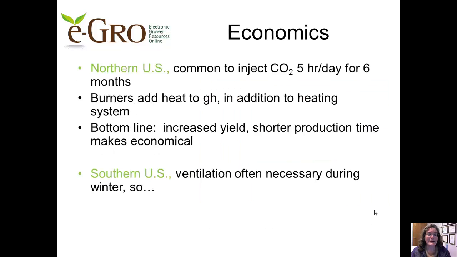So, in the northern U.S., it's not uncommon to inject CO2 for 5 or so hours per day during the winter months, when the increased yield and shorter production time can contribute favorably to the economics. In the winter in the north, venting greenhouses is more minimal because growers are trained to retain the heat in the structure. But in the southern U.S., ventilation is often necessary during the winter, so it just usually doesn't make sense to invest in the equipment to inject CO2.